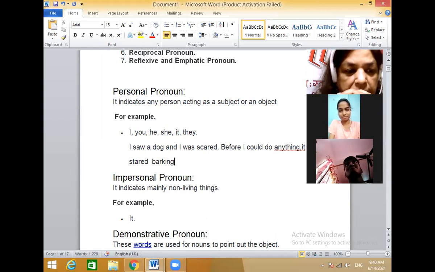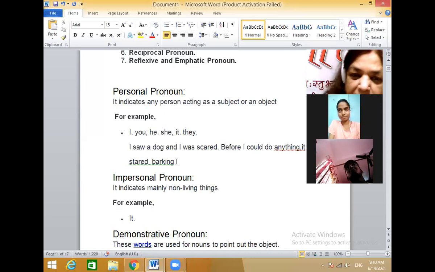So I saw a dog and I was scared. Before I could do anything, it started barking. And at the same time, many dogs came here. All right. So before I could do anything, this is a subordinating clause, and it started barking is a complete clause. It does make complete sense. So one incomplete and one complete, compound complex.